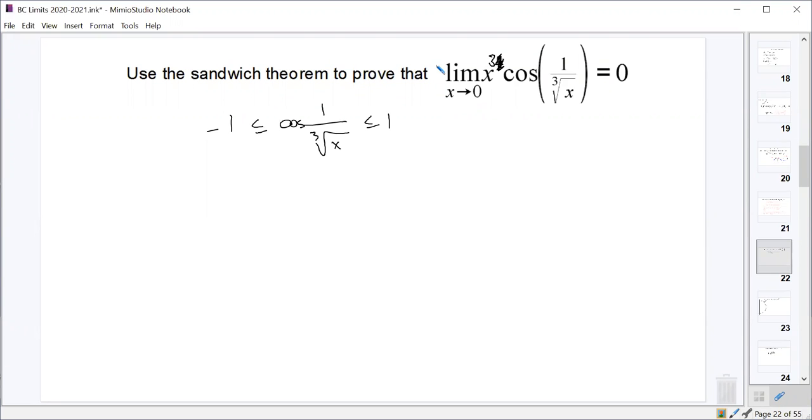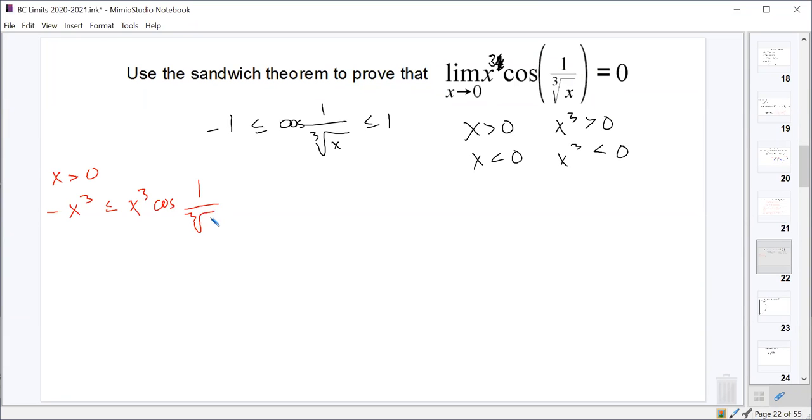You've got to flip inequality signs if you multiply by a negative. So we're going to have to note that when x is greater than 0, x cubed is greater than 0, and there's no issue. But when x is less than 0, x cubed is less than 0, and then there's an issue. So for x greater than 0, negative x cubed is less than or equal to x cubed cosine 1 over cube root of x, which is less than or equal to x cubed. But for x less than 0, negative x cubed is greater than or equal to x cubed cosine 1 over cube root of x, which is greater than x cubed. Everybody agree with that? Good with that?